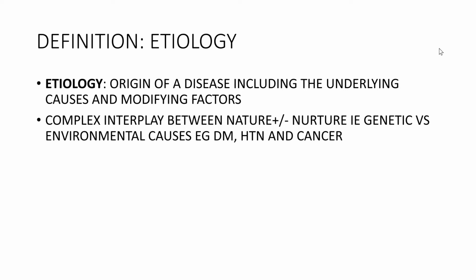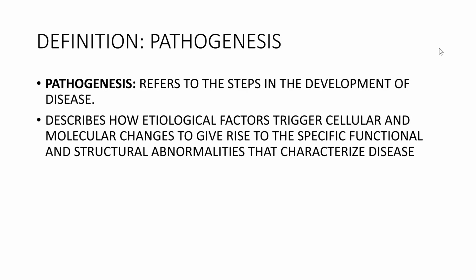Pathogenesis refers to the steps in the development of disease. It describes how etiological factors trigger cellular and molecular changes to give rise to the specific functional and structural abnormalities that characterize disease. So whereas etiology was discussing the what of a disease, pathogenesis describes the how. How is it that these factors are all working together to bring about the particular signs and symptoms of a disease?